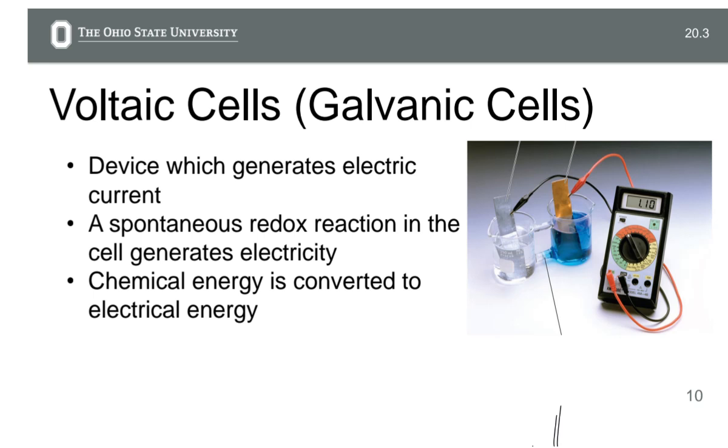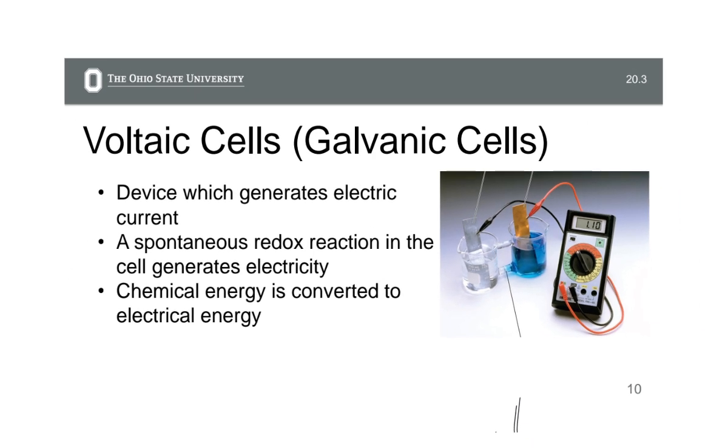Okay, so let's talk about voltaic cells. Voltaic cells are also known as galvanic cells, and essentially they are devices which generate current. So a battery is a galvanic cell. A galvanic cell will contain a spontaneous redox reaction that generates electricity. So we take chemical energy from the redox reaction and convert that into electrical energy.